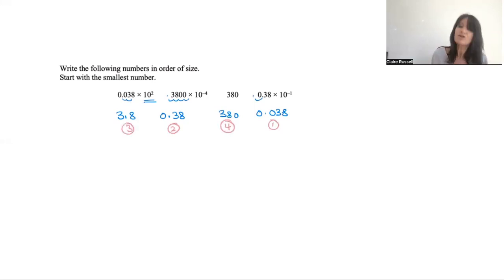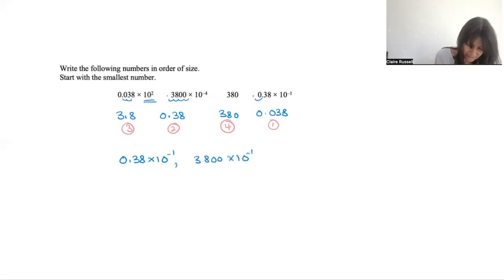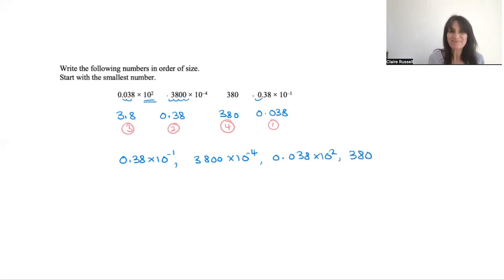And then when it comes to rewriting them, you write them using what they gave you in the first place, okay? Which is why I kind of numbered it through, because it just feels easier. So what's next? And then 0.038 times 10 to the 2, and then 380. Okay, hopefully that went well.